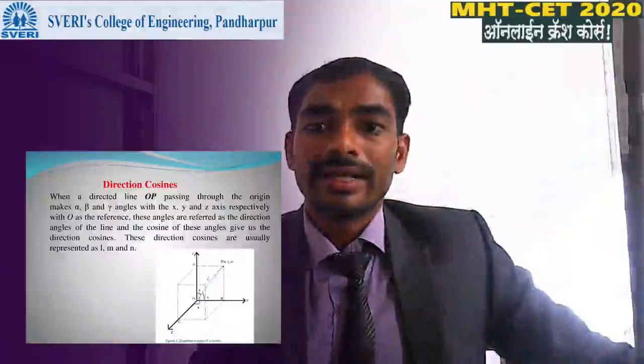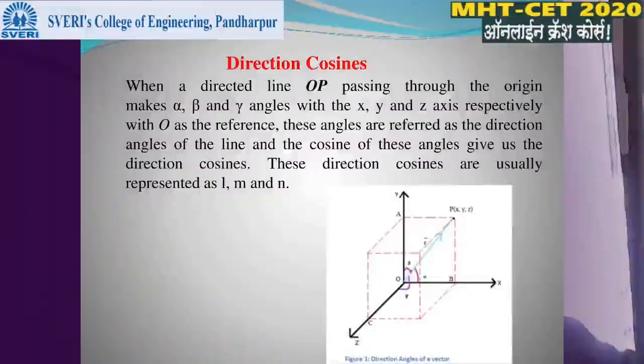नेक्स्ट युअर डायरेक्शन कोसाइन्स. व्हाट इज मीन बाय द डायरेक्शन कोसाइन्स? When a directed line OP passing through the origin makes alpha, beta and gamma angles. जेव्हा OP लाइन ही एका ओरिजिन मधून पास होते तेव्हा ती लाइन तीन एंगल्स तयार करते. कोणते कोणते एंगल्स? अल्फा, बीटा एंड गॅमा. कुठं? तीन वेगवेगळ्या ऍक्सिस वरती. कोणते कोणते आहेत ते तीन ऍक्सिस? एक्स, वाय एंड झेड ऍक्सिस रिस्पेक्टिव्हली.